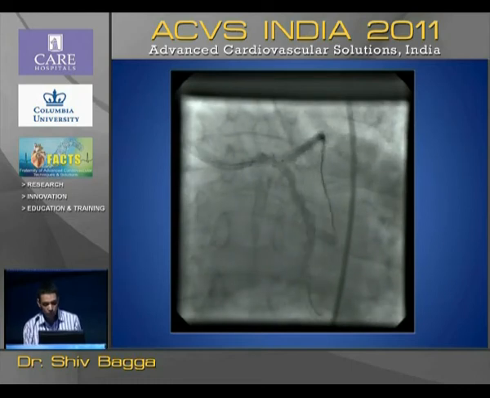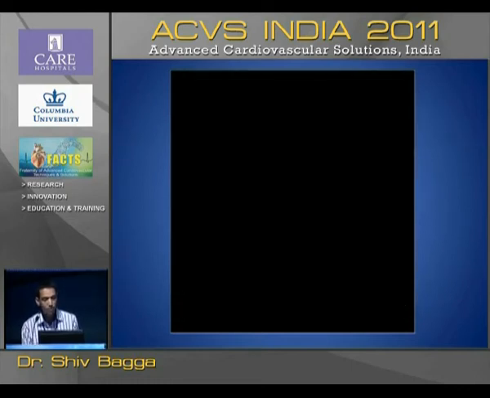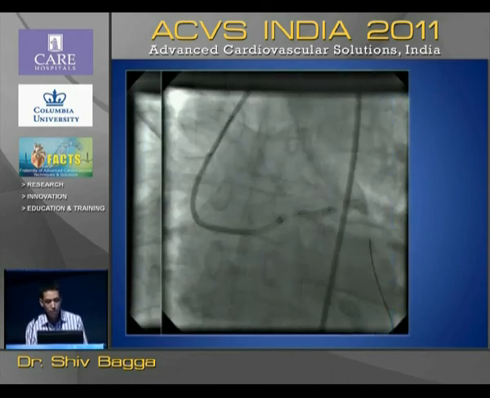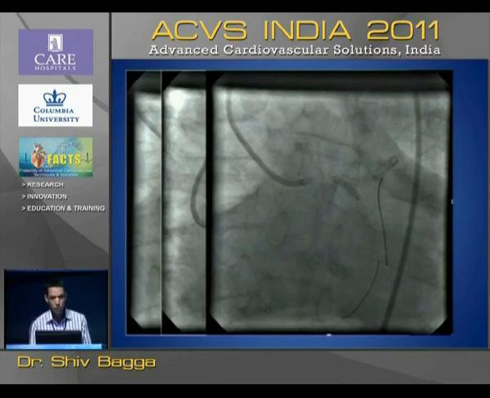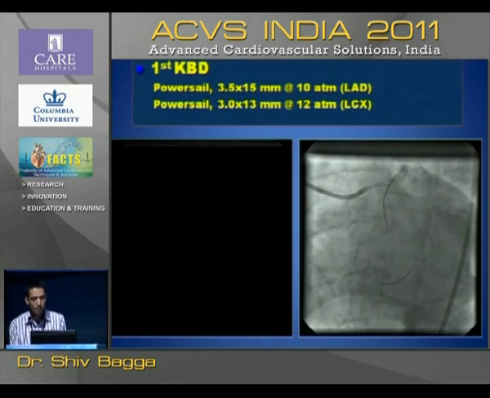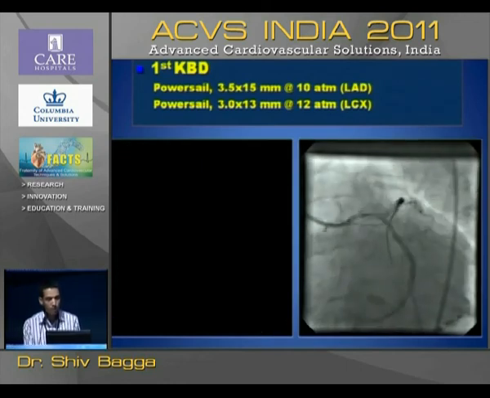I deployed a 3 into 33 millimeter Cypher stent in the circumflex. A balloon was parked in the left main to LAD, which crushed the left circumflex stent after removing the balloon and wire from the left circumflex. And subsequently, the first dilatation of the ostium of the circumflex was done with a non-compliant balloon. Subsequently, the first kissing balloon dilatation was done, and this is the result after that.